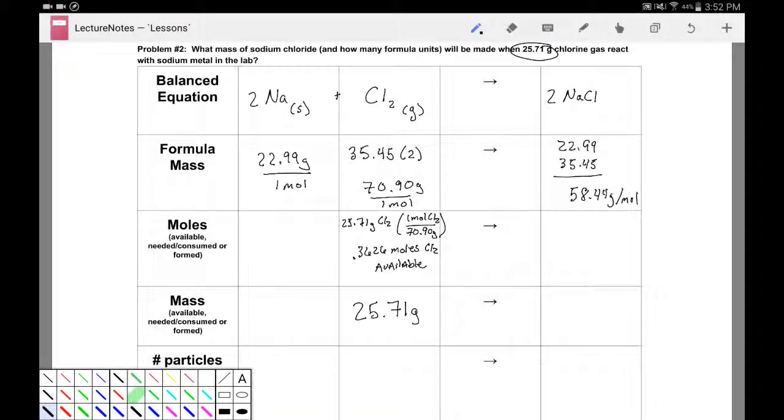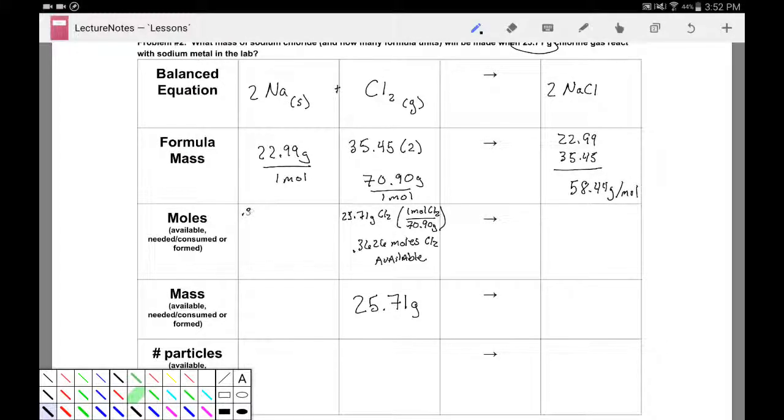For step 5, we're going to use the mole ratios, which are the coefficients up in our balanced equation, as well as the moles available, to find the remaining moles for all of the other chemicals used in this reaction. So in this case, we're going to start with the 0.3626 moles of chlorine gas. And from our mole ratio up here, we have 2 moles of sodium for every 1 mole of chlorine, which means we're going to have a doubled amount in this box, which gives us 0.7252 moles of sodium needed for the reaction.